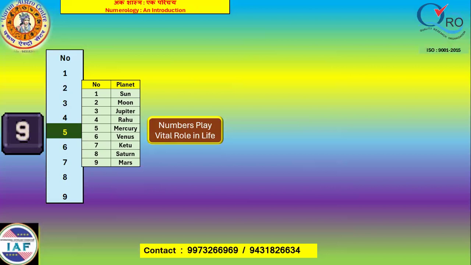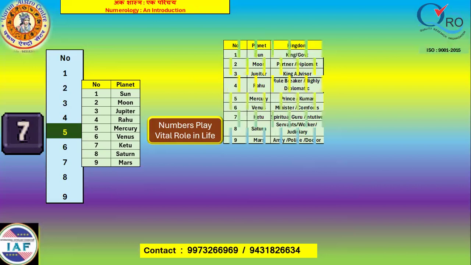All these numbers 1 to 9 are uniquely called by numerologists in the world of numbers. 1 is known as king or government, 2 is known as queen, partner or diplomat, 3 is known as king's advisor, government's advisor, 4 is known as rule breaker, highly diplomatic, 5 is known by prince or kumar, and 6 is... no, sorry, not ruled, rather known by.